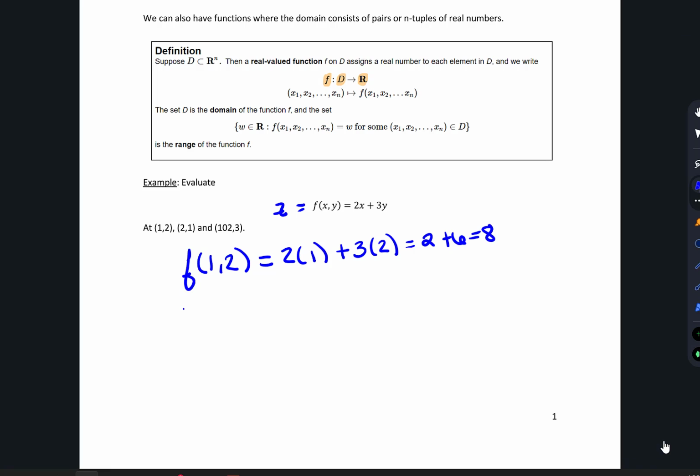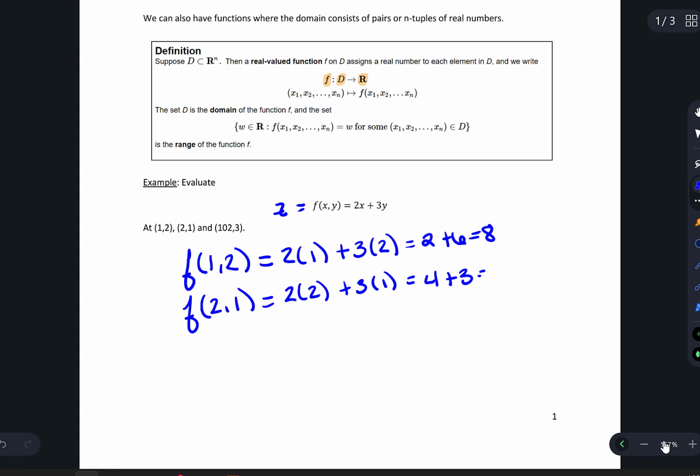Instead of f of (1, 2), we could look at f of (2, 1). And so this time we're going to plug in x is equal to 2 and y is equal to 1. So in this case we would have 2 times 2 plus 3 times 1. So notice that the ordering inside of the function does matter. And this is why it's important when we write the function name like this, we also include the x and the y so we know what order we're going to be replacing those numbers with.